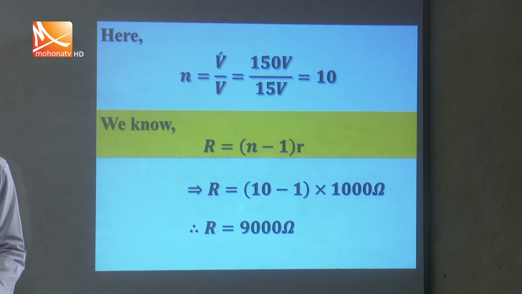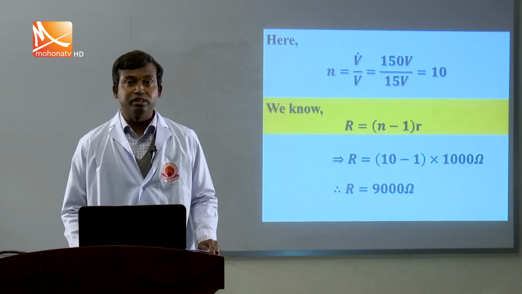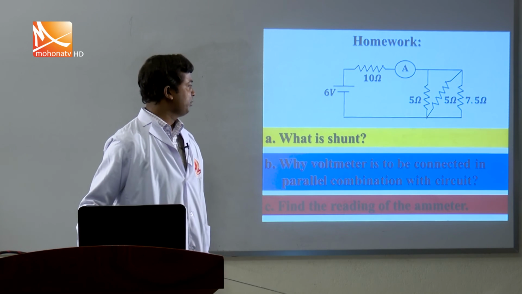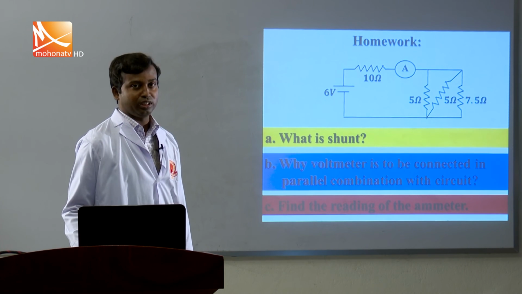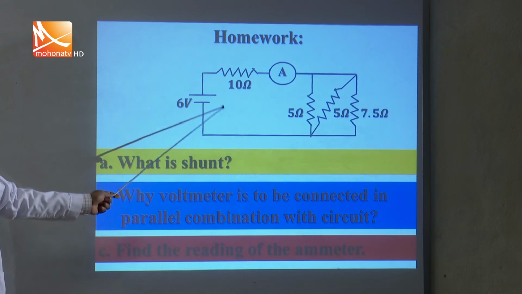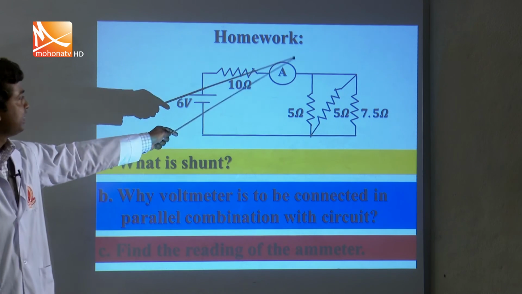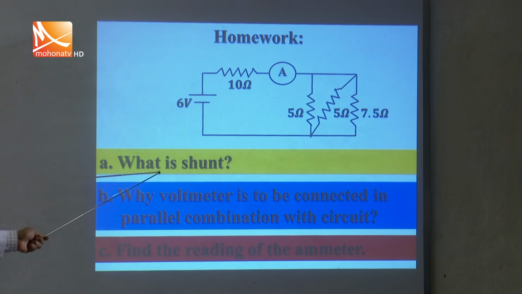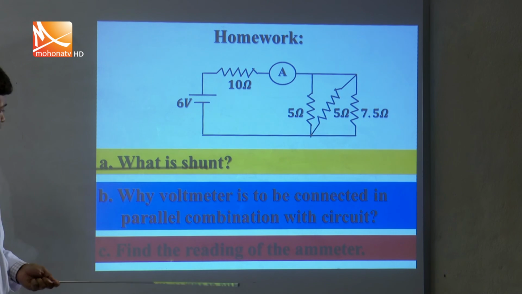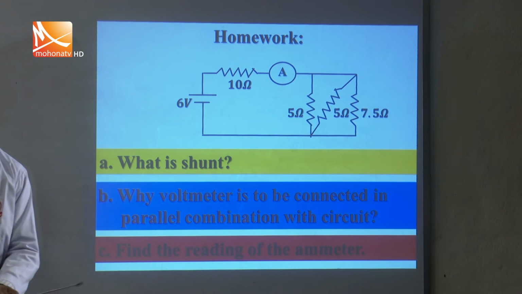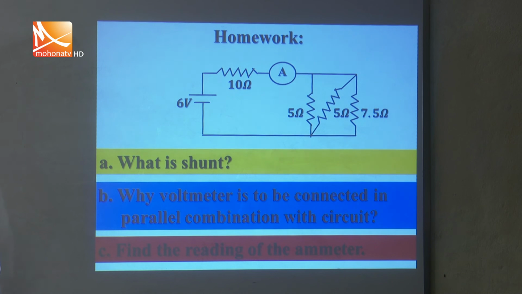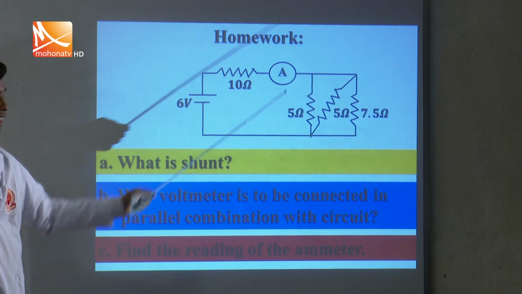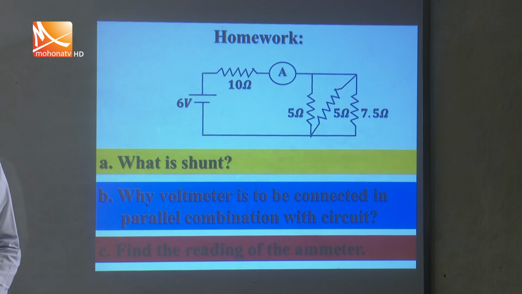As before, I am going to give you homework, which is a creative question for you. This is a very important question. I think you can solve this problem. This is the resistance, this is the ammeter, and these are three resistances, and this is the electromotive force. So, what is a shunt? Why is a voltmeter to be connected in parallel combination with the circuit? You know that I have already told you in my lecture. And find the reading of the ammeter. That means you have to calculate the main current of the circuit.